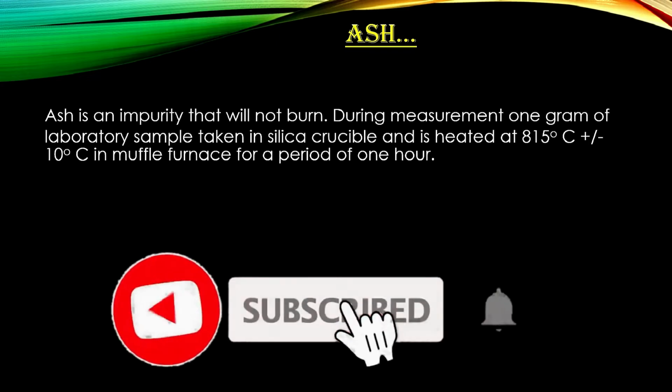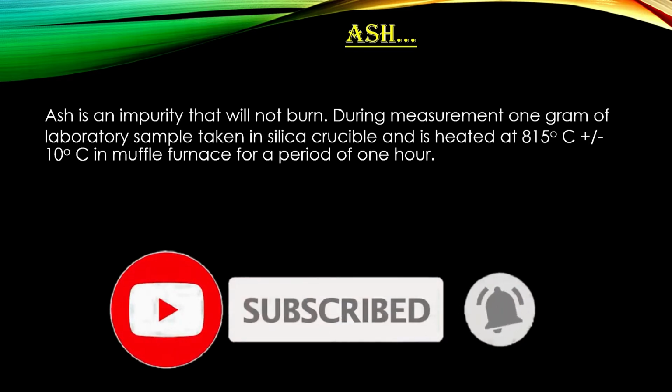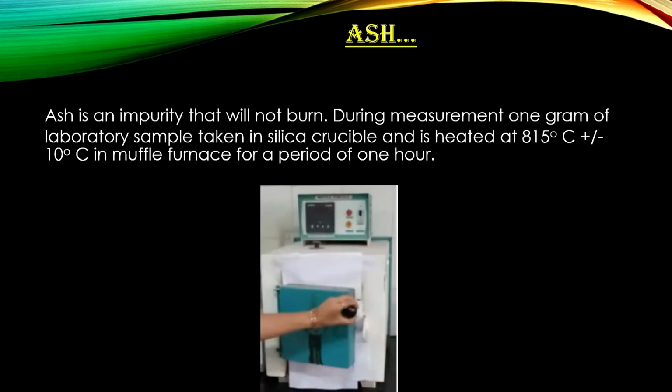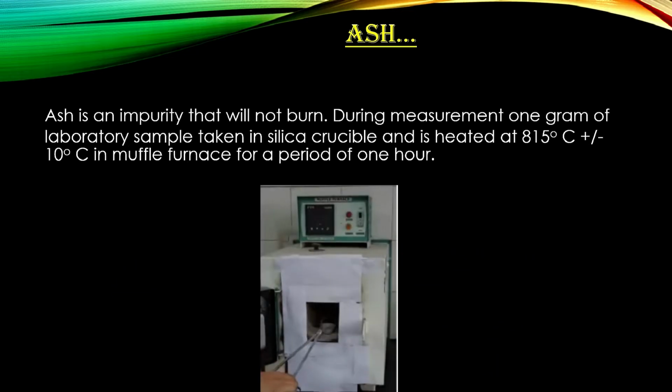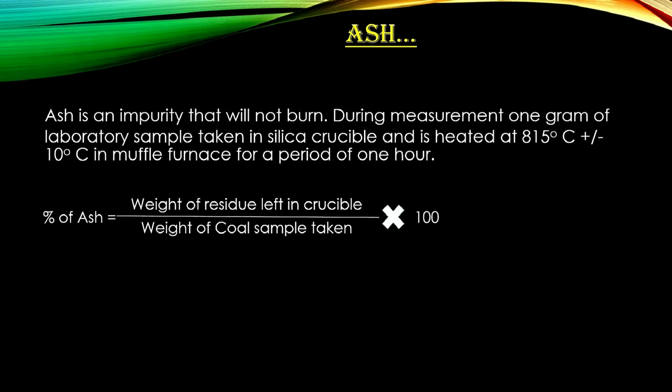Ash is an impurity that will not burn. During measurement, 1 gram of laboratory sample is taken in a silica crucible and heated at 815 degree centigrade in a muffle furnace for a period of 1 hour. Percentage of ash in coal sample: weight of residue left in the crucible divided by weight of coal sample taken, then the result is multiplied by 100. Higher percentage of ash decreases calorific value.